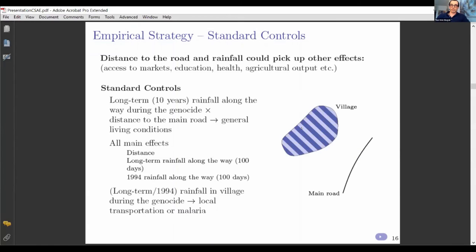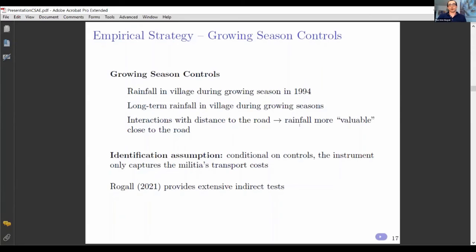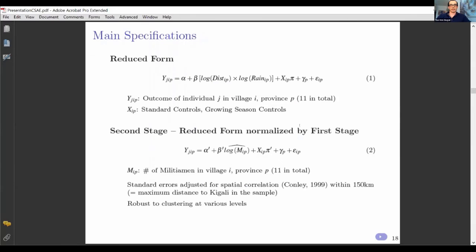I'm also controlling for rainfall in the village, which might have an effect on local transportation, which is not really what I'm after. And since the genocide partly overlaps with the growing season, I'm also controlling for rainfall in the village during the growing season, long-term rainfall, and the two interacted with distance to the main road. And the identification assumption is that, conditional on those controls, the instrument only captures the malicious transportation costs. Okay. So for those of you who like to see regressions, the reduced form, which I'm going to show you, is all the outcomes on the instrument, given the controls.